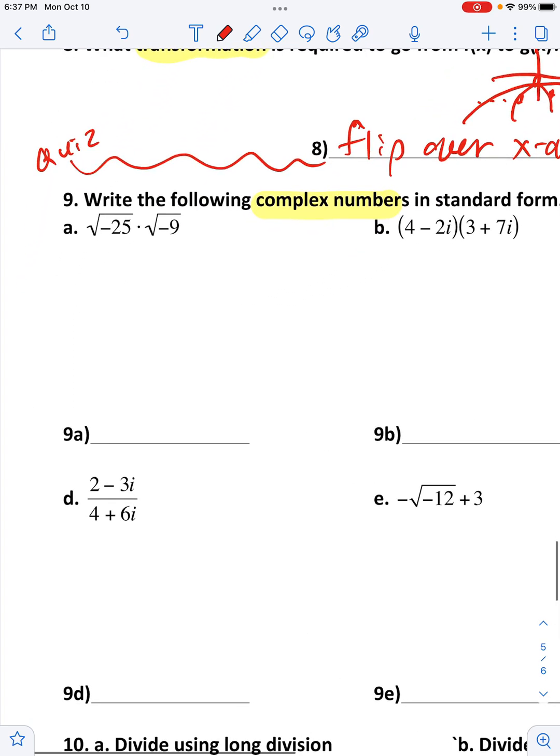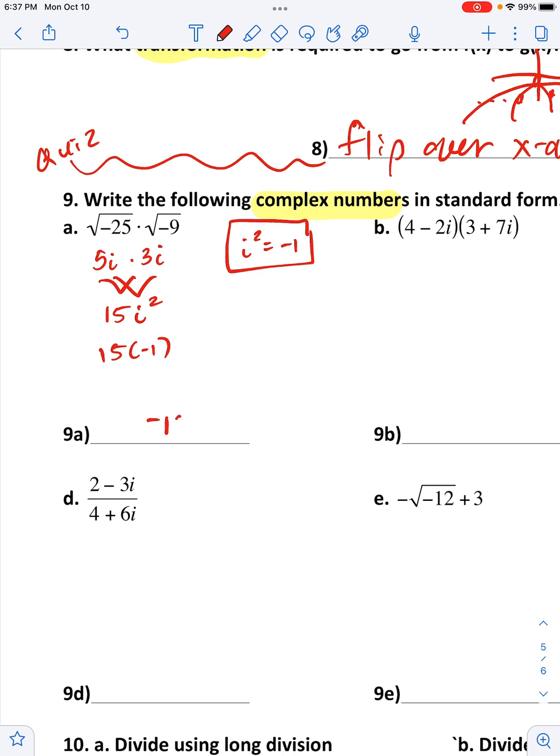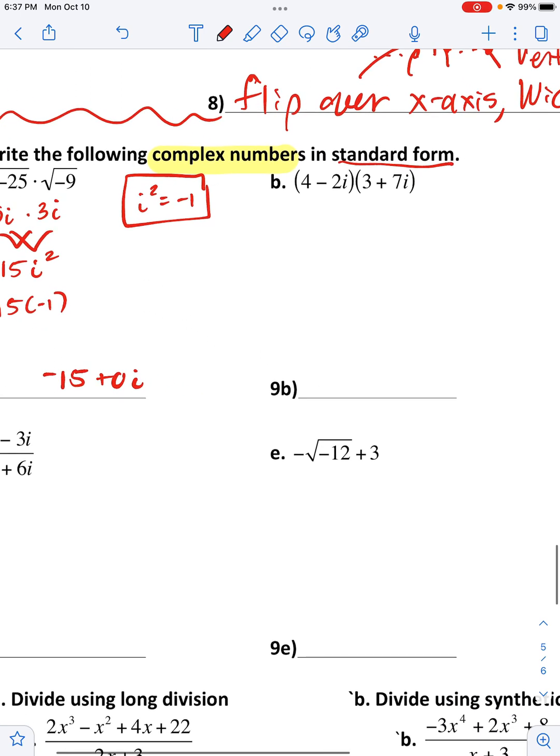Okay, so I think of this as 5i, and this is 3i, because they both have a negative, but they're both perfect squares. The real parts multiply to be 15, and the i's multiply to be i squared. But i squared has a value of -1. Do not let yourself forget that or leave that in your answer. So this is really 15 times -1, so my answer is -15. If it's in standard form, technically you would have plus 0i.